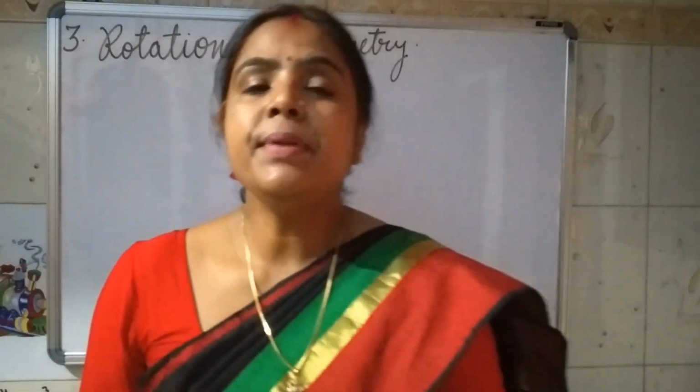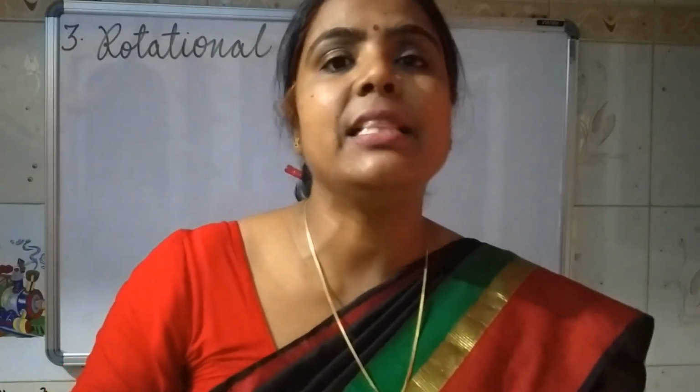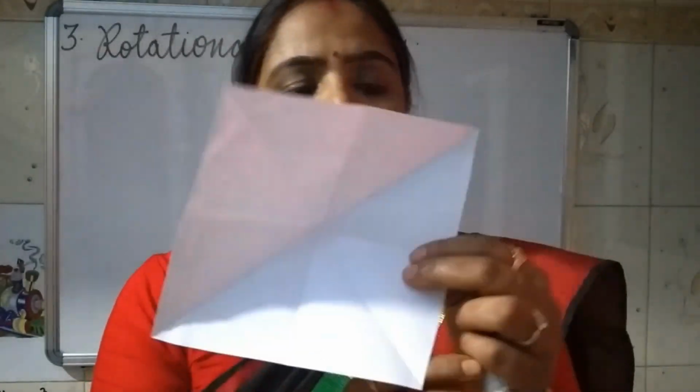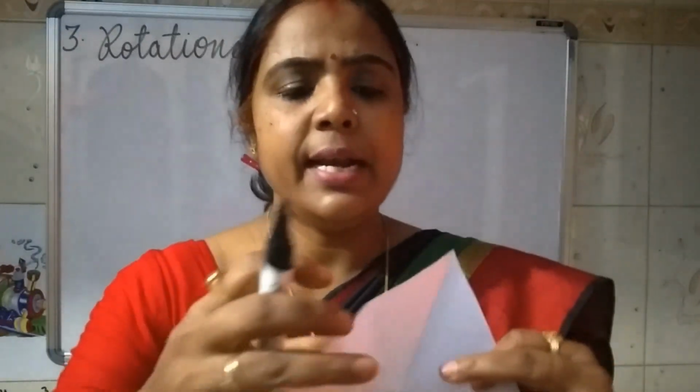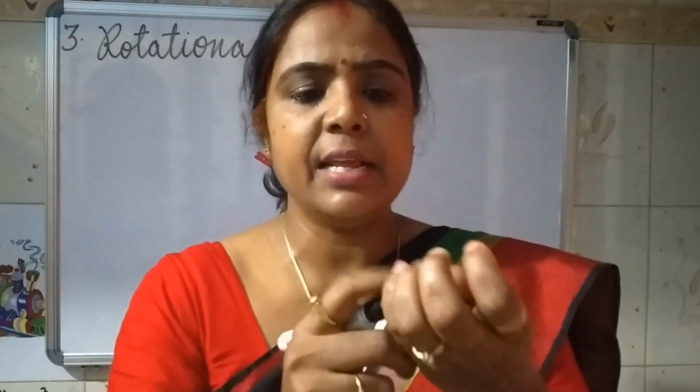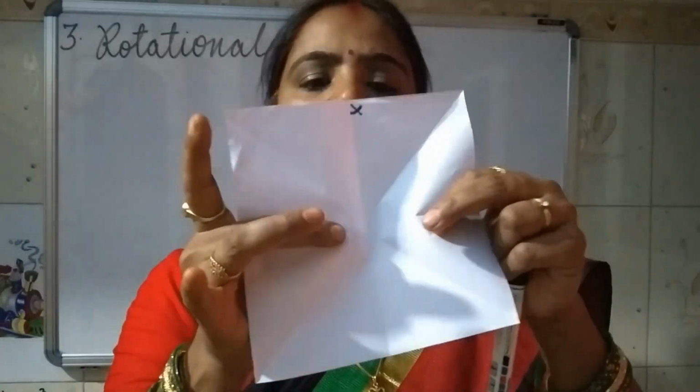Now the third symmetry is called rotational symmetry. As the name says, we have to rotate the figure, either an alphabet or any figure. In this case, what we have to see, if I take this square, I will start rotating. This is the first view. Just put this square as a starting point. I am holding it from here.